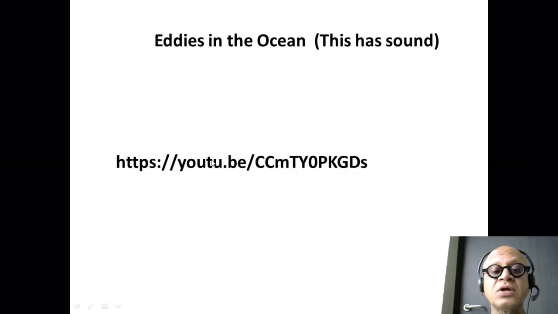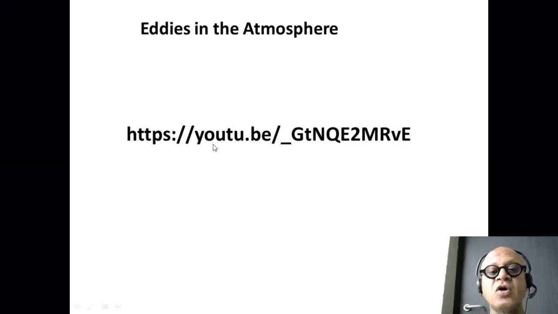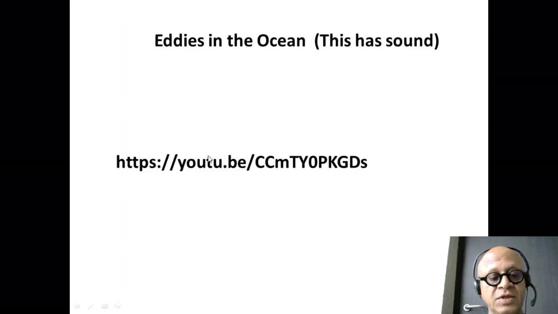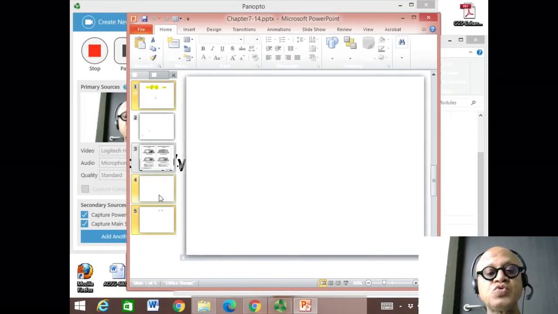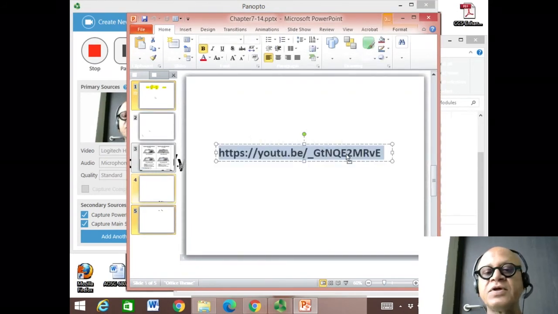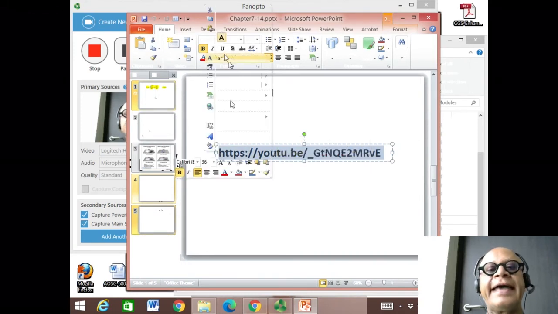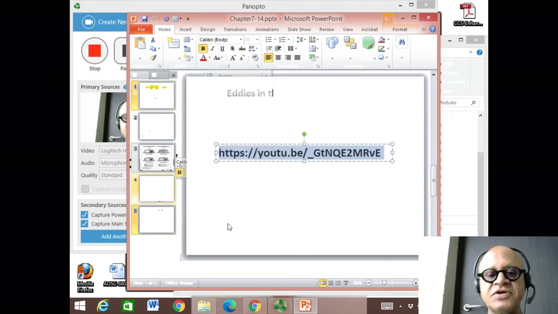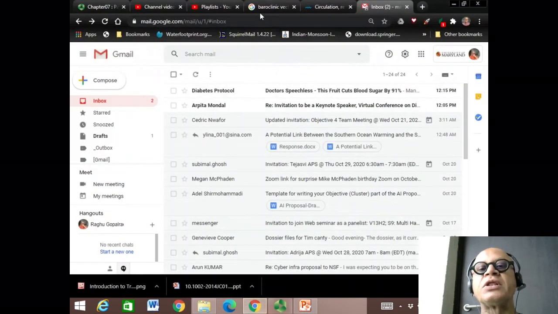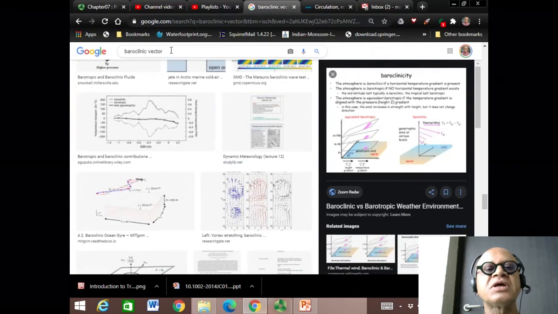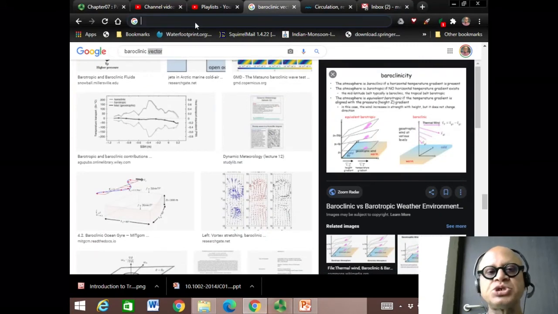Will this work? Whoops, didn't work. So let me copy that and get out and get back into internet. Whoops, I just wanted to show the typical eddies in the atmosphere and the ocean. If it works, since I'm doing screen capture, it should work.